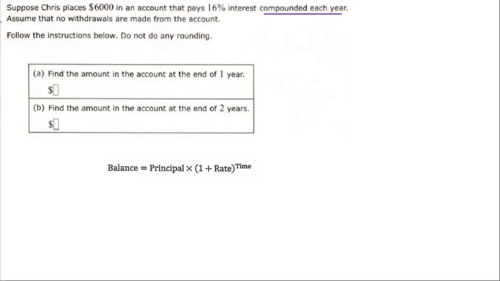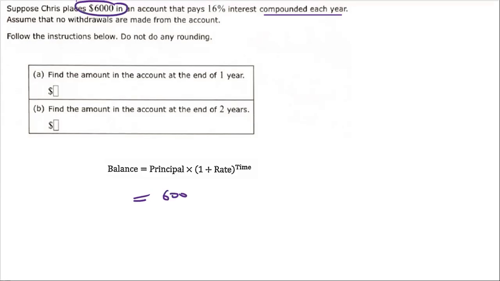So again, let's read this. Suppose Chris places $6,000 in an account that pays 16% interest compounded each year. Assume that no withdrawals are made. Find the amount in the account at the end of 1 year, and at the end of 2 years. The principal is going to be $6,000. Then we have 1 plus the rate. The rate is 16%, so we convert that to a decimal, 0.16. And we just want the first year, so T is 1.